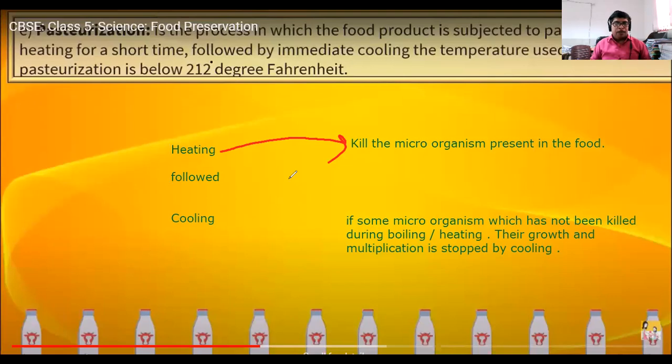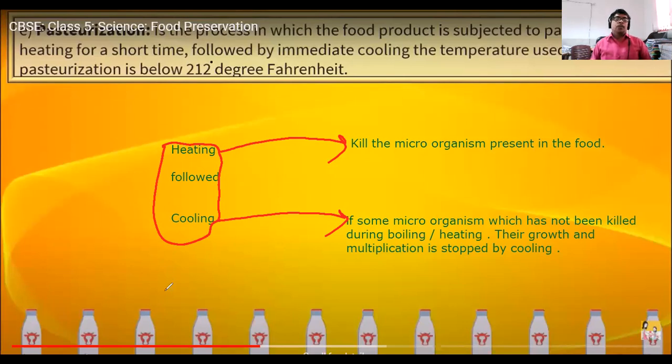Now what then? If one or two are left, what to do? Let it cool. Let it be kept at a cool temperature. If one or two microorganisms are left, they do not multiply. The growth and multiplication of microorganisms not killed during boiling or heating is stopped by immediate cooling, and this process is called pasteurization. Heating followed by cooling. I hope you have understood. Two processes are involved: first heating, then cooling.